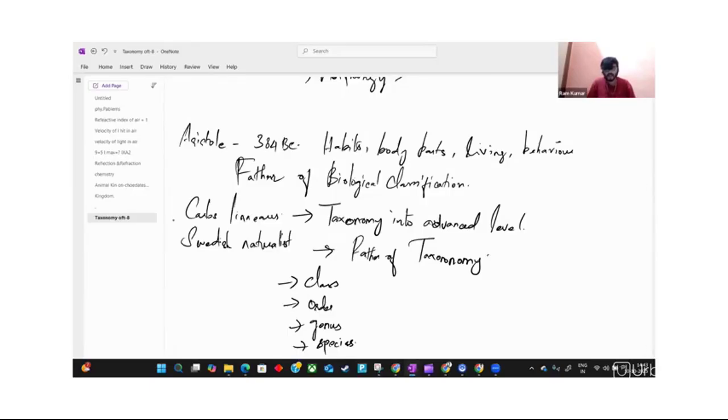This is a bottom to top approach. If we have a living organism, at first we need to find out what kind of species it is, and from there we approach from bottom to top.